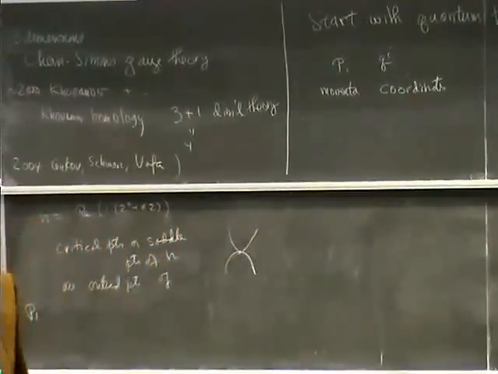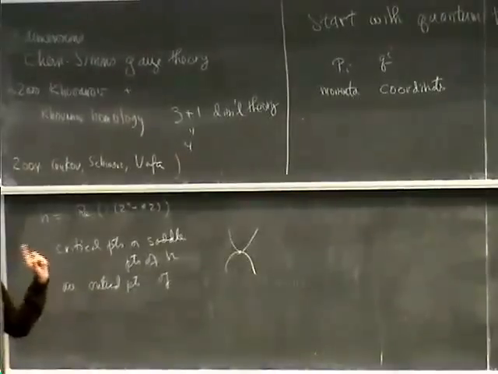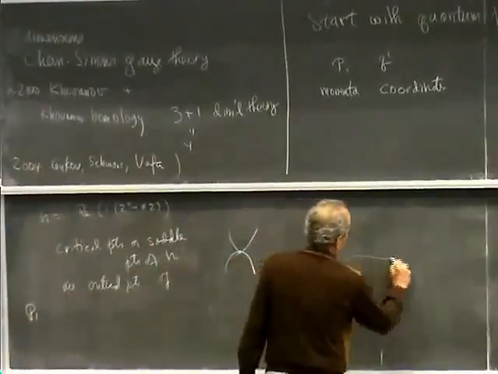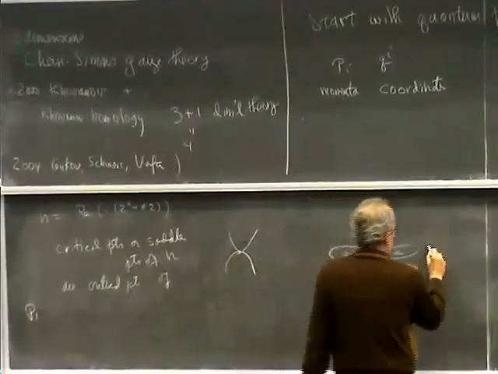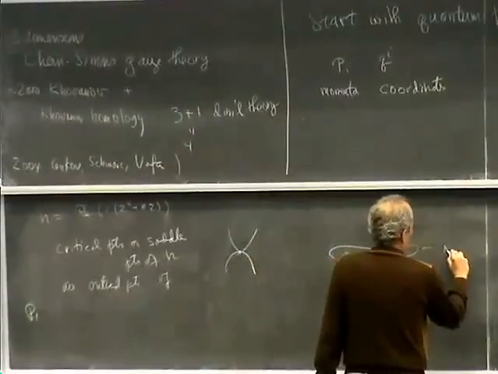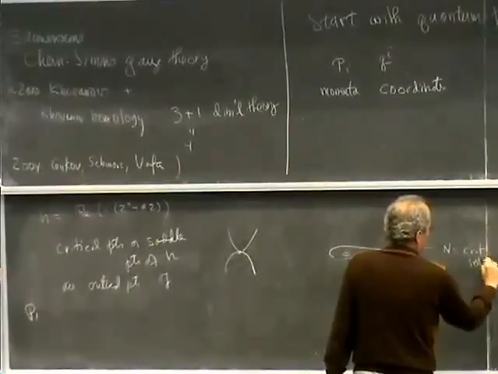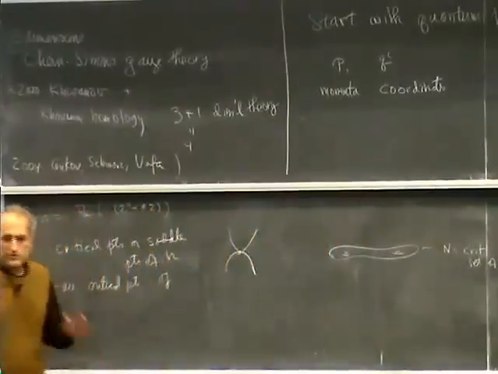I think I had a better picture before, but we can draw a critical point in two dimensions, but it's hard to draw a critical point in many dimensions. I want you to imagine a case where H has a whole family of critical points. I'll call it N, which is a critical set of H. And we want to make an integration cycle.